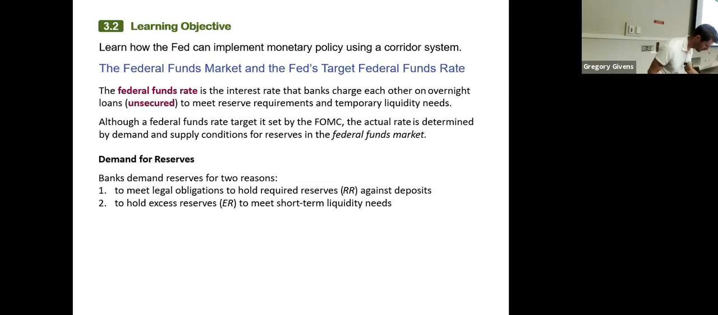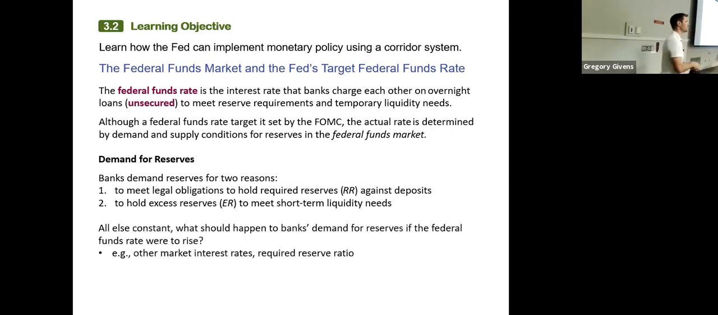balances. Okay, now here's the important theoretical point I want you to think about. What we're going to talk about for the next few minutes is the relationship between banks' demand for reserves and the federal funds rate. That demand curve should be downward sloping, like any regular demand curve that you see in economics, okay? Now, why is that? Let's think carefully about this. Let's suppose that the federal funds rate starts to increase.